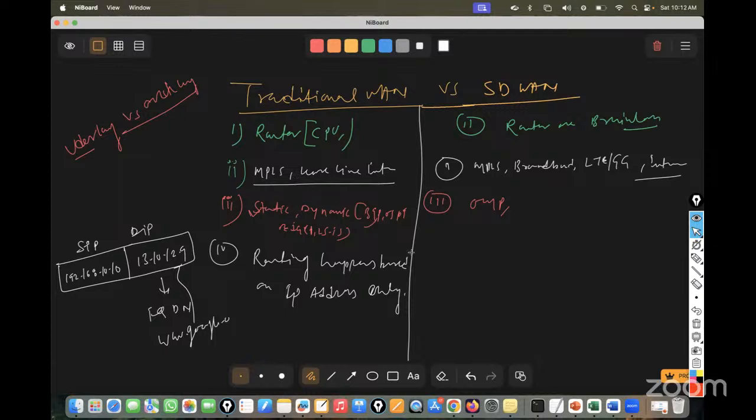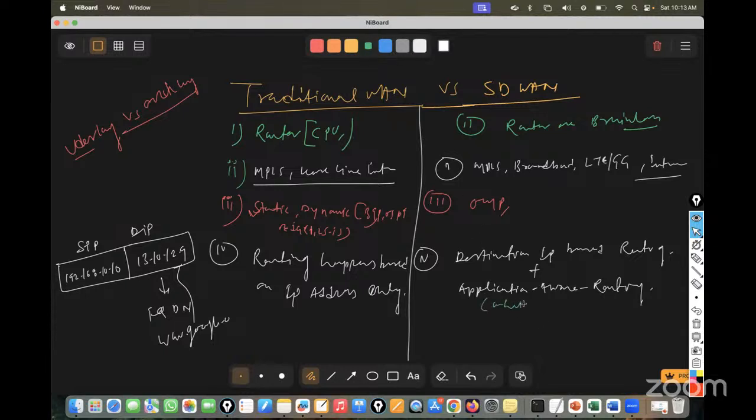But SD-WAN can do something better than that. It can still do the routing based on the destination IP. IP-based routing is going to happen. Plus, they also have the capability to do application-aware routing. Means if you want to do the routing based on WhatsApp, you can do that. Facebook, you can do that. Instagram, you can do that. YouTube, you can do that. So this is the key feature we have.